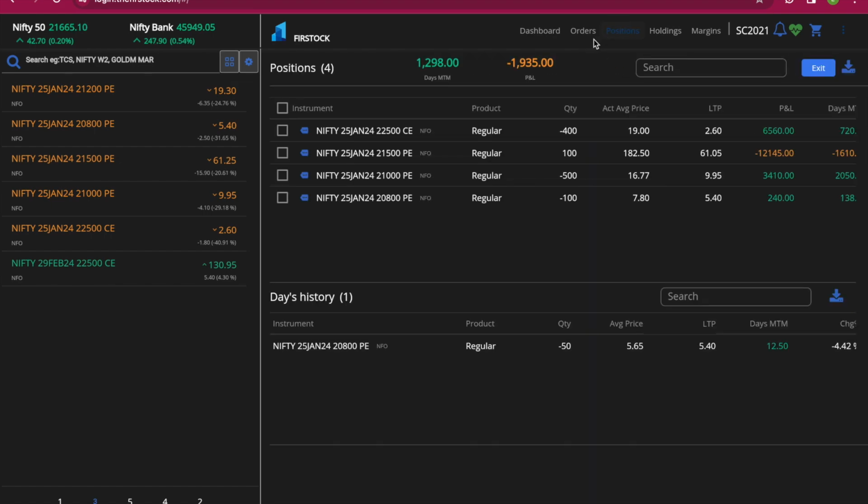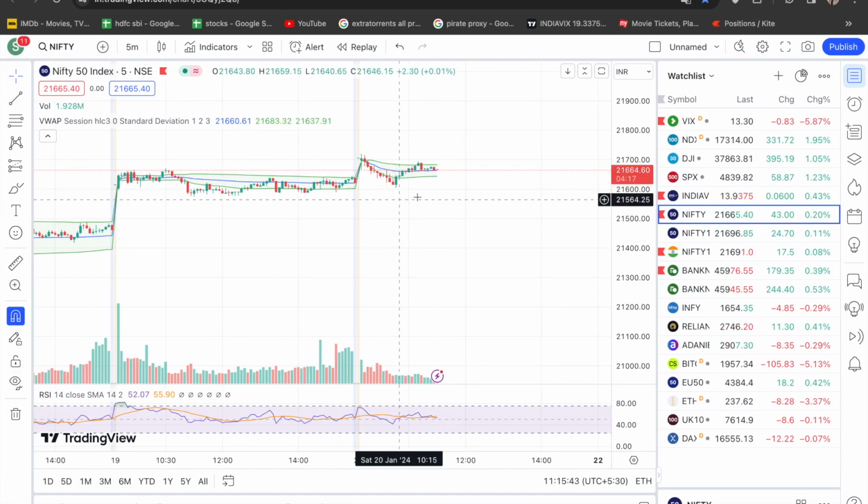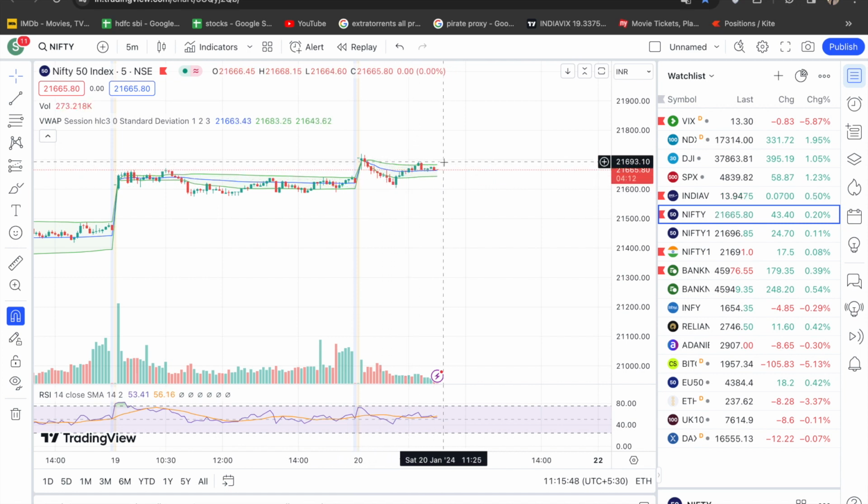And let's check the margins. And then let's go back to the positions. It is going to 9.95. So PE is in danger. Here the markets are quite stable on a Saturday, and the market looks positive everywhere and looks quite stable.